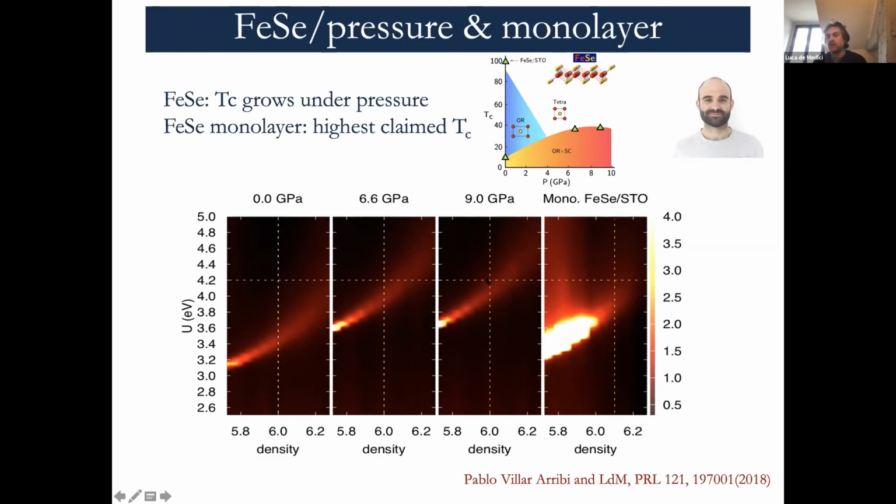So basically, you can imagine that this enhancement of TC might be related to the increase of electronic compressibility. And this we see also in the comparison between bulk and monolayer.